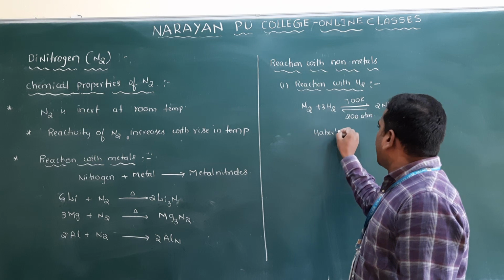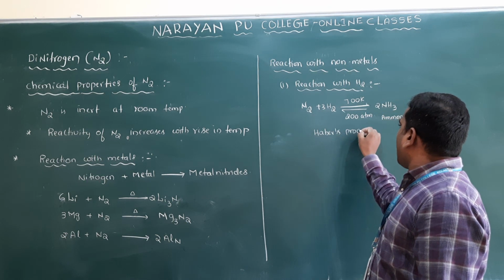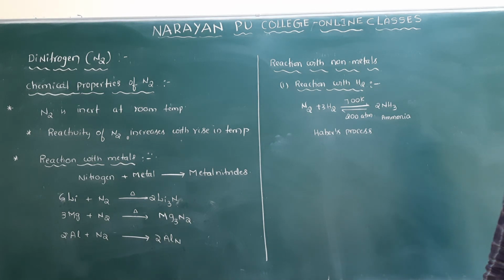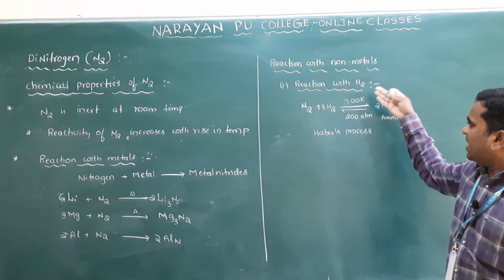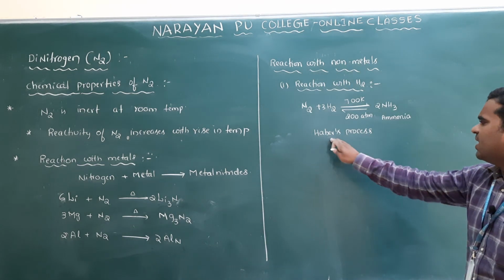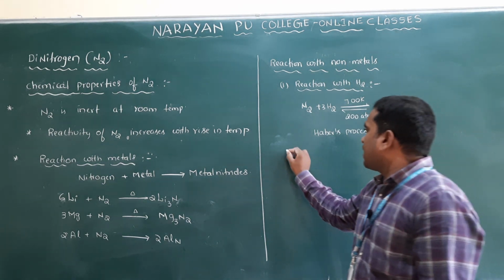What is it here? Haber's process: preparation of ammonia from nitrogen and hydrogen in the presence of 700 Kelvin and 200 atmosphere, iron oxide catalyst. All of it will come later, and this process we will call the Haber process.